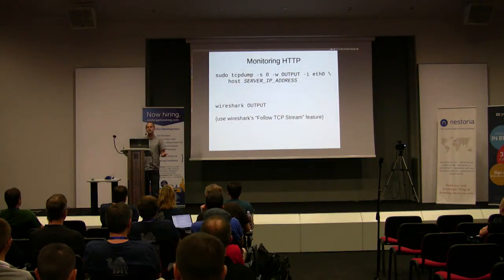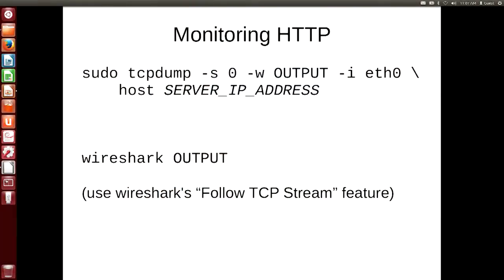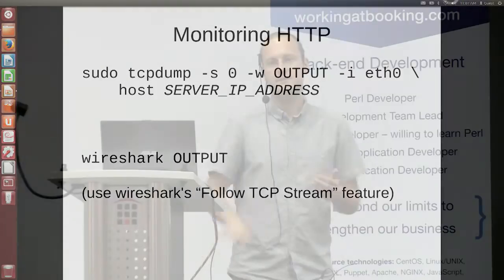Now, both LWP and HTTP Tiny provide methods that will show you the request and the response, but you don't always see exactly what's going on over the wire. So if you're encountering problems and you want to see what's going on, tcpdump is a really useful tool. It runs at your operating system kernel level and pulls out the packets going over the network, and in this case, stores them in a file called output. You need to specify the network interface on your computer, in this case, eth0. And because you will have lots of data going over your connection, you want to specify the host of the server you're talking to, to filter out only the traffic you want.